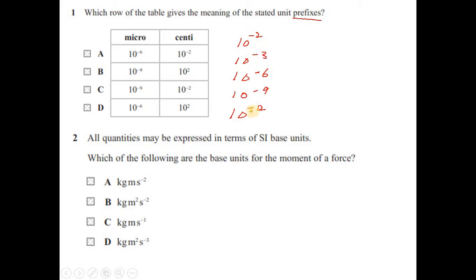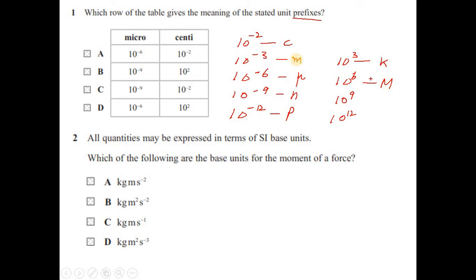These are negative powers. 10 to the power minus 2 is called centi, denoted by c. 10 to the power minus 3 is milli, minus 6 is micro, minus 9 is nano, and minus 12 is pico. We also have positive powers, frequently used starting from 10 to the power 3, 6, 9, 12. 10 to the power 3 is called kilo, and plus 6 is called mega or million, capital M.